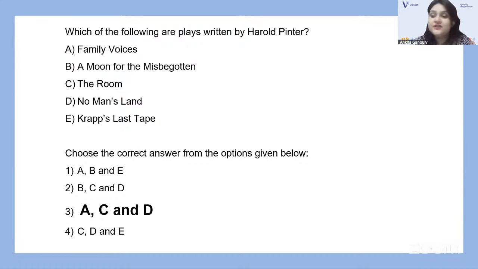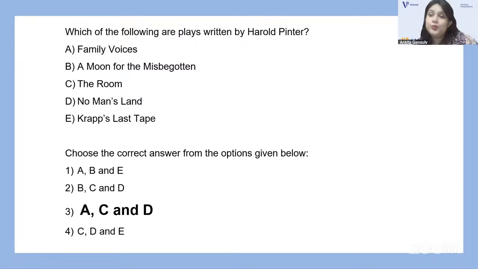And who coined this phrase, comedies of menace? Irving Wardle coined the phrase comedies of menace. Yes, Harold Pinter's plays are popularly known as comedies of menace. And the most popular among them is The Birthday Party, right? Stanley Weber. Yes, The Birthday Party is the most popular one.